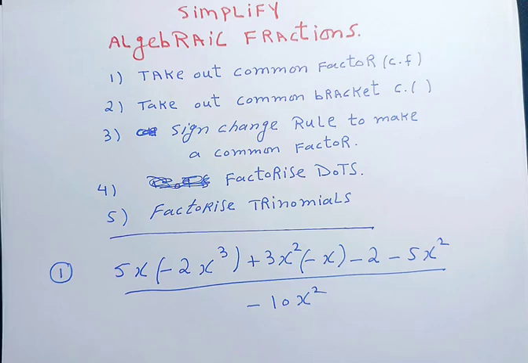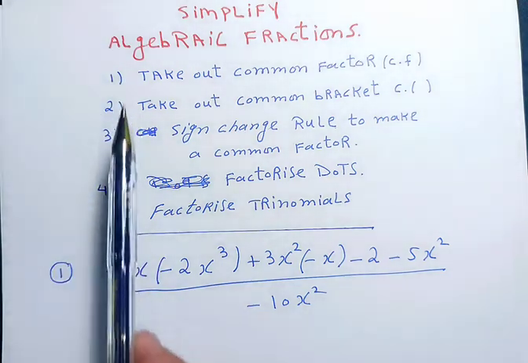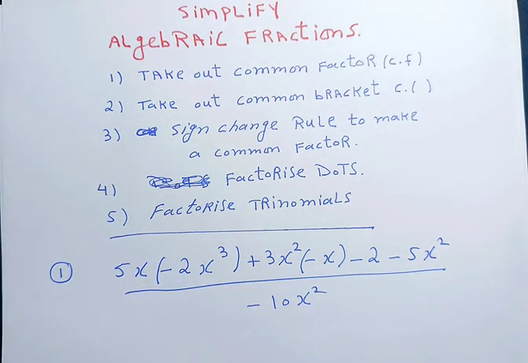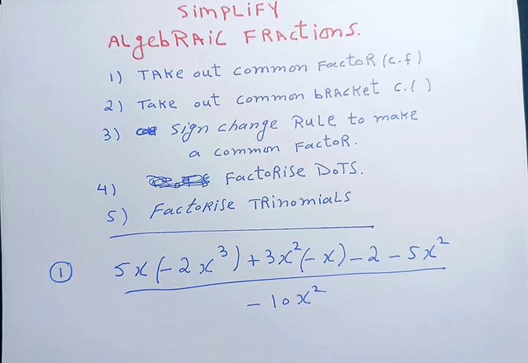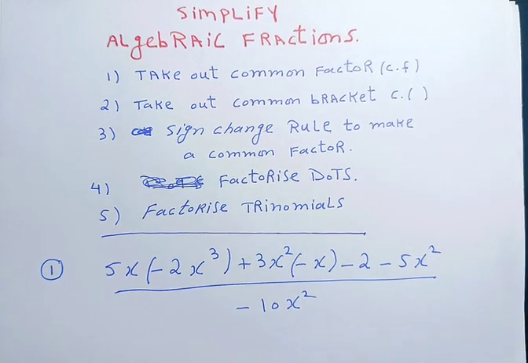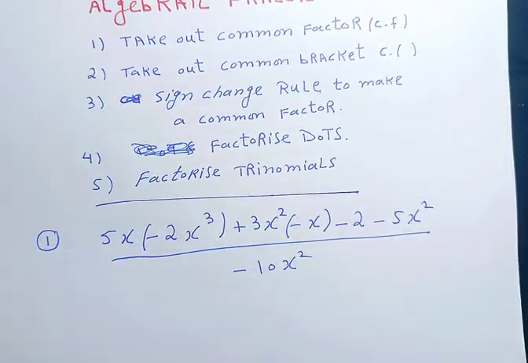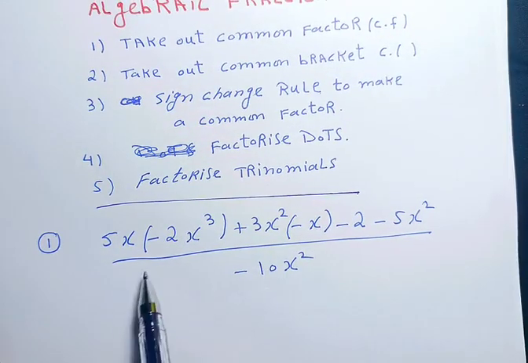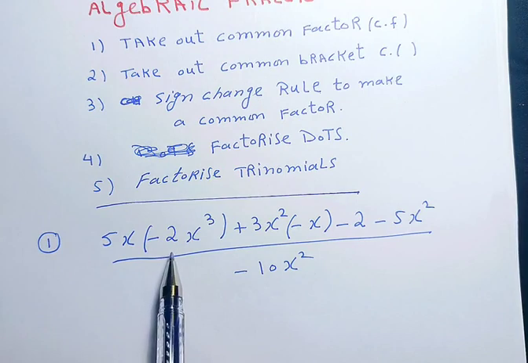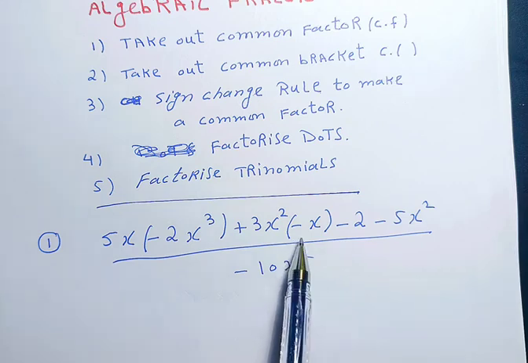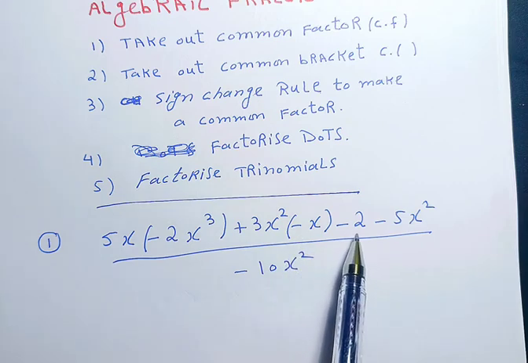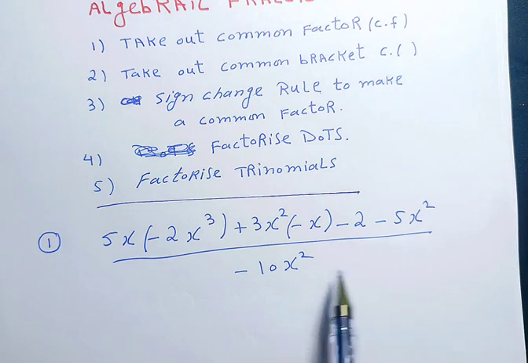Now, I'm going to show you, this is like a scanner. You have to scan each and every expression through these points, and then you're going to simplify. So, my first question, a simple way I'm going to start. The question says 5x multiply negative 2x power 3 plus 3x square multiply minus x minus 2 minus 5x square over negative 10x square.